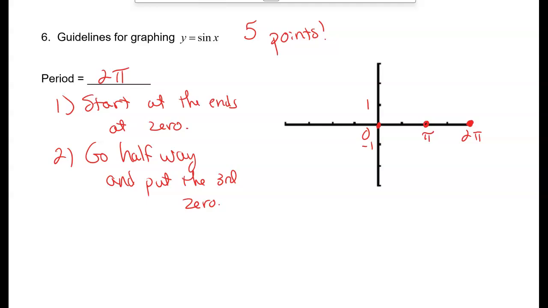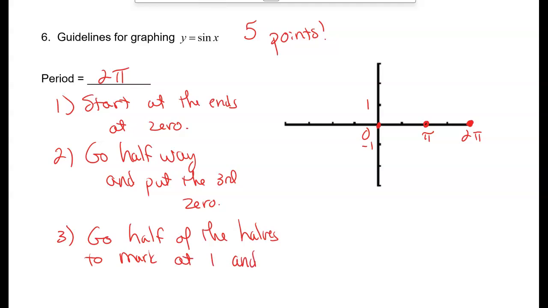You put in your zeros. No matter what sine curve, what's the period, I always put the ends at 0. Go halfway, and you will put in perfectly the other 0. Then go half of the halves to mark at 1 and -1. Okay, so we're literally dividing this into quarters and halves.